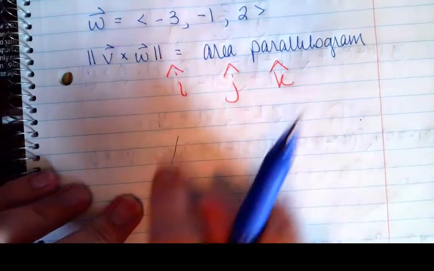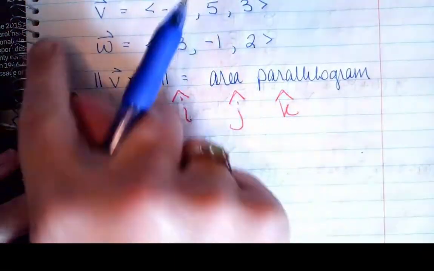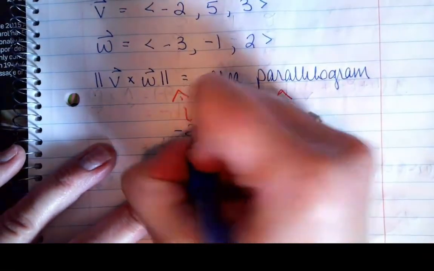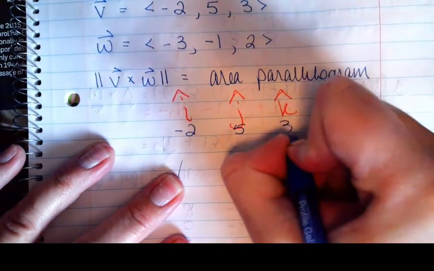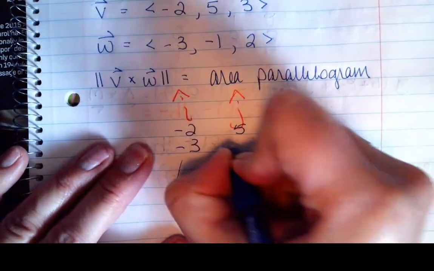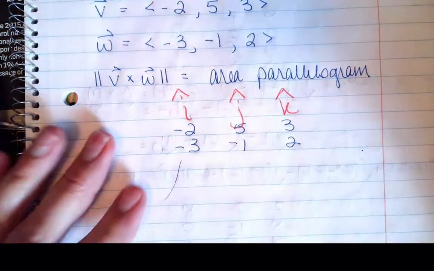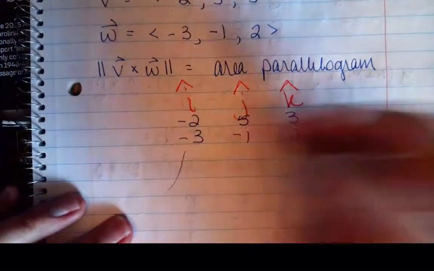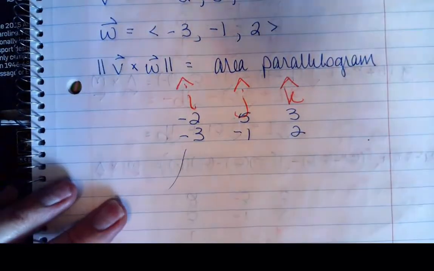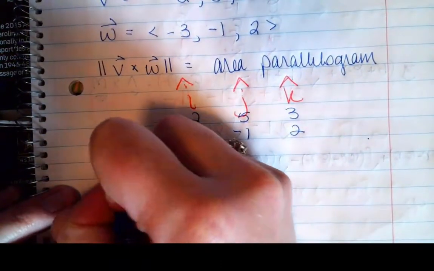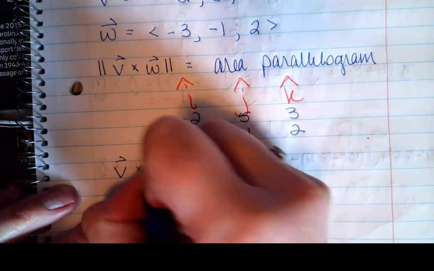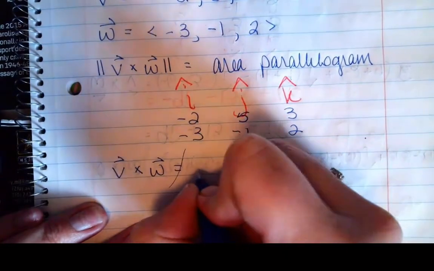Okay, so my i is going to be -2, 5, 3, and this is -3, -1, 2. So if I want the cross product of this, first let's do the cross, and then we'll go find the magnitude.